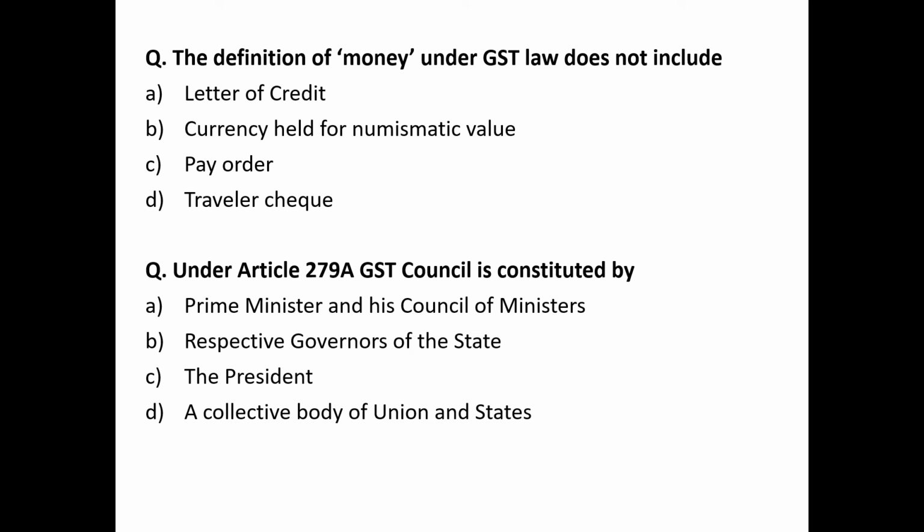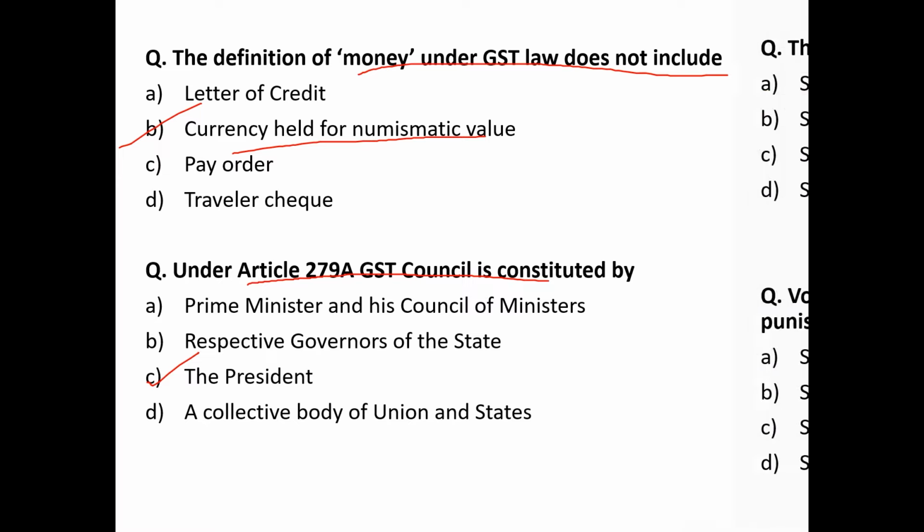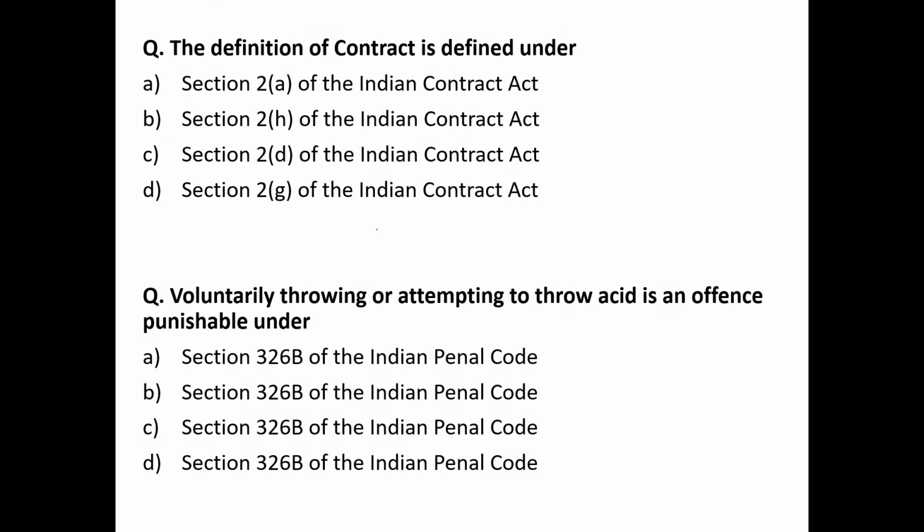Next question, the definition of money under GST law does not include currency held for numismatic value, option B. Next question, under Article 279A, GST Council is constituted by the President, option C. Next question, the definition of contract is defined under Section 2(h) of the Indian Contract Act, option B. Next question, voluntary throwing or attempt to throw acid is an offence punishable under Section 326B of IPC, option A.